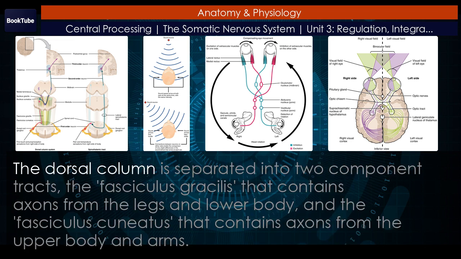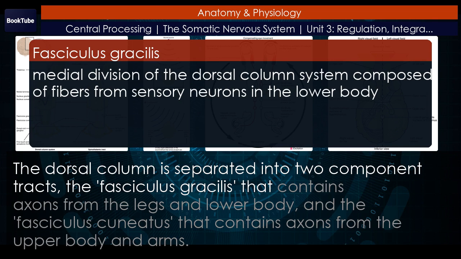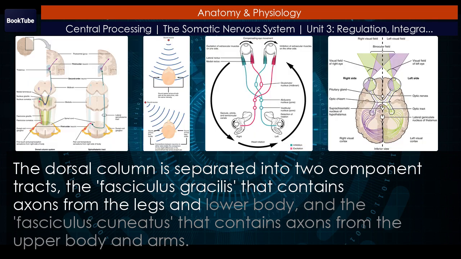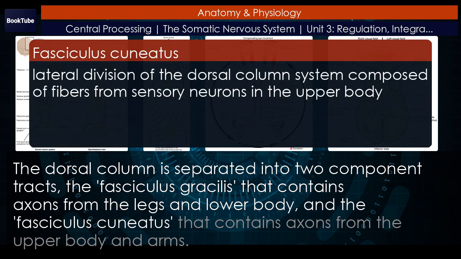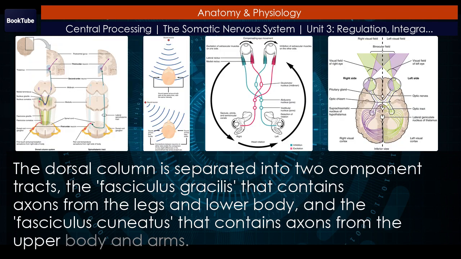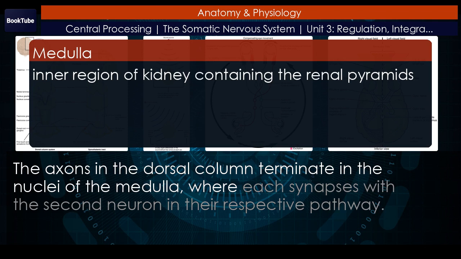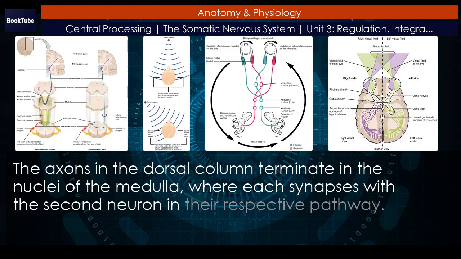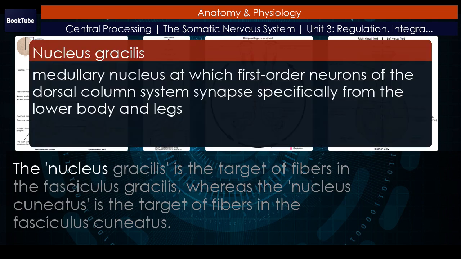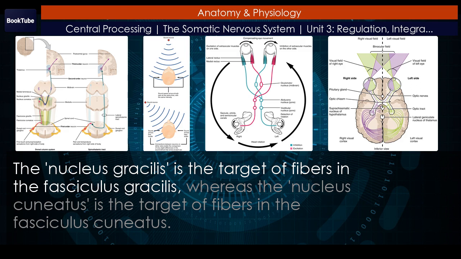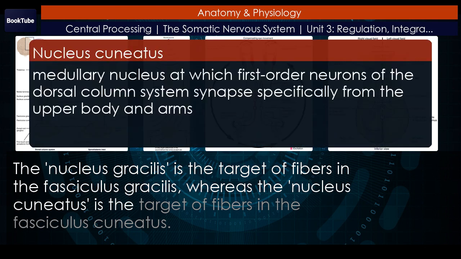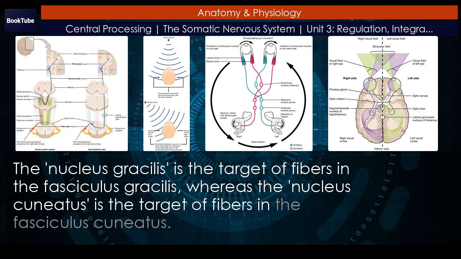The dorsal column is separated into two component tracts: the fasciculus gracilis, that contains axons from the legs and lower body, and the fasciculus cuneatus, that contains axons from the upper body and arms. The axons in the dorsal column terminate in the nuclei of the medulla, where each synapses with the second neuron in their respective pathway. The nucleus gracilis is the target of fibers in the fasciculus gracilis, whereas the nucleus cuneatus is the target of fibers in the fasciculus cuneatus.